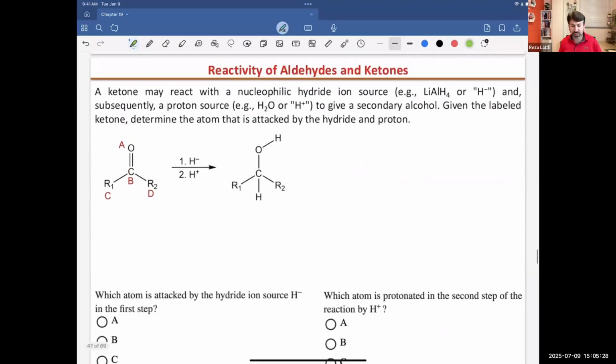Okay. Now let's practice some examples. I have hydride. I have H minus. That's a strong nucleophile. How do I know it's a strong nucleophile? Because it has a negative charge. So that's a hydrogen with two electrons on it.